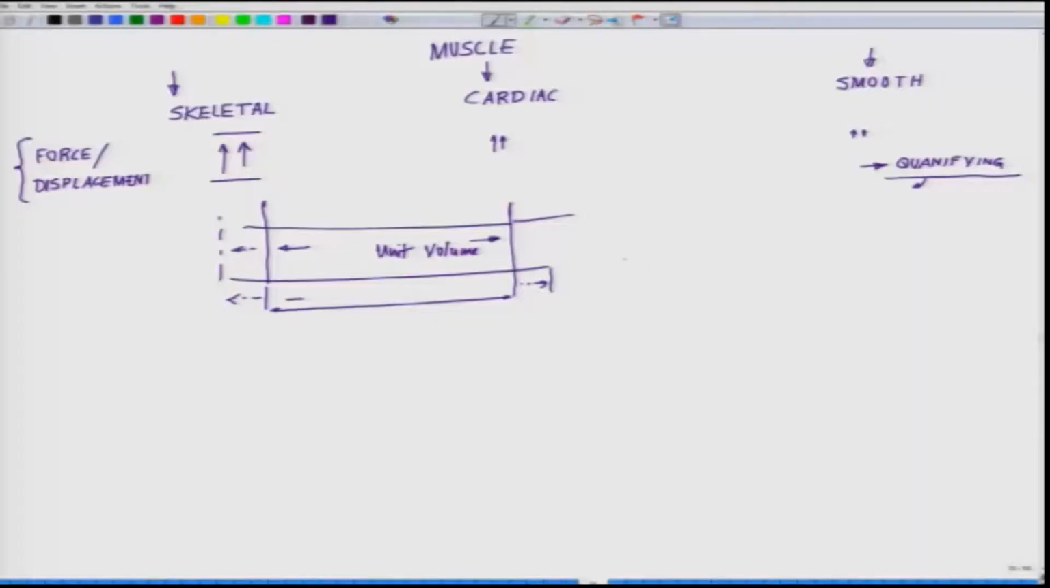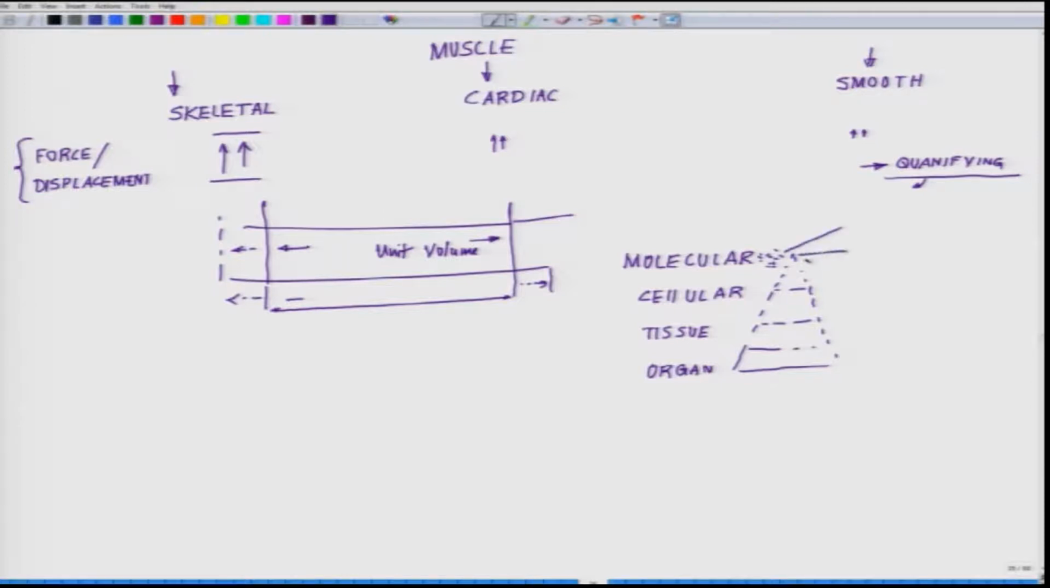Let us recall. You have the molecular level of organization, you have the cellular level of organization, you have the tissue level of organization, you have the organ level of organization. These are the levels of organization. And the reason why I put a pyramid like this is that these are the smallest ones. So, within the molecules, what are the molecules which matter for us in biology?